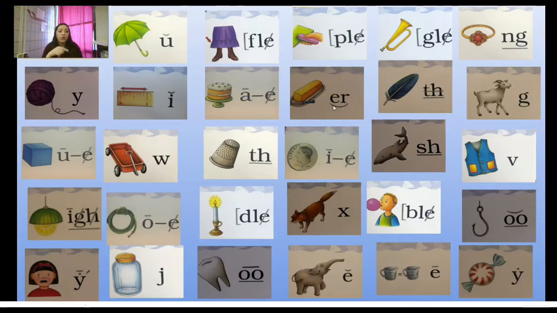Butter, combination ER. Feather, digraph TH. Goat, G. G. Cube, U. U consonant E. Wagon, W. Thimble, digraph TH. Dime, I.